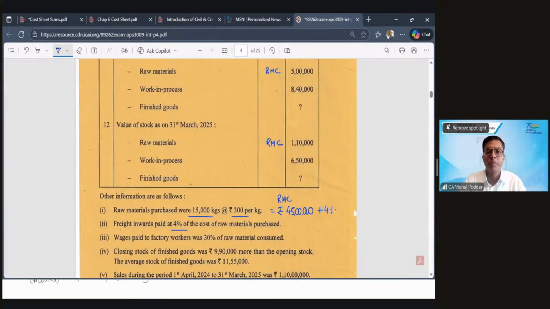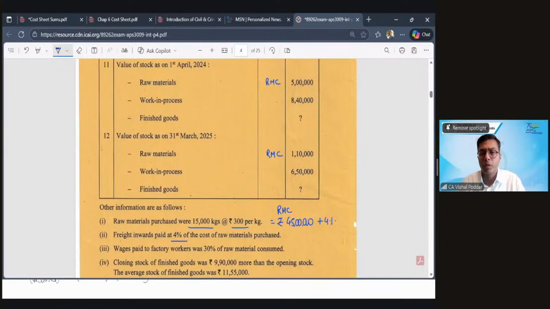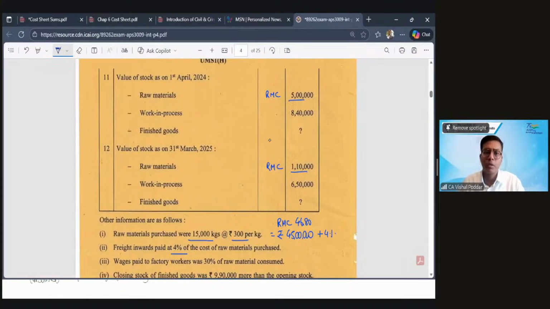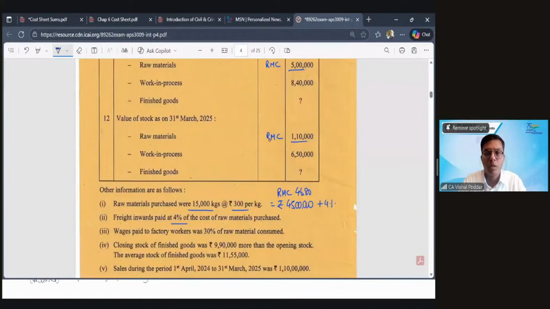So in that, RMC would be 4680,000, so 4680. Yeah. So minus 10, minus 110 plus 5. So in short, it is plus 390 net. 4680 and 390 is 5070.